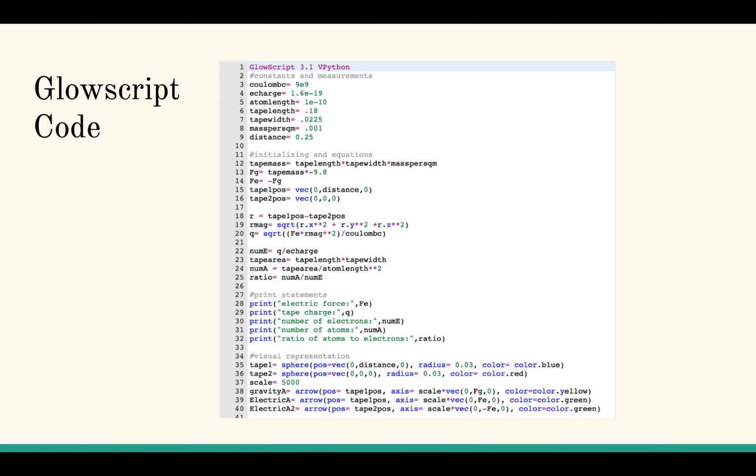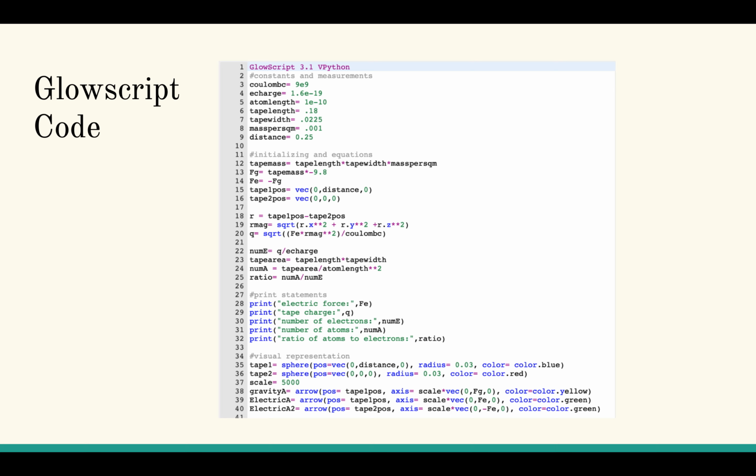So here's my Glowscript code. At the top you can see constants such as Coulomb's constant and the charge of an electron, and then my measured values such as the length of the tape, the width of the tape, the mass per square meter of the tape, and the distance between the two tapes. And then next you can see where I initialized the values and calculated other values using equations. First I calculated the tape mass, and then I used that to find the force of gravity. We know that the electrical force is equal in magnitude to the gravitational force for this problem.